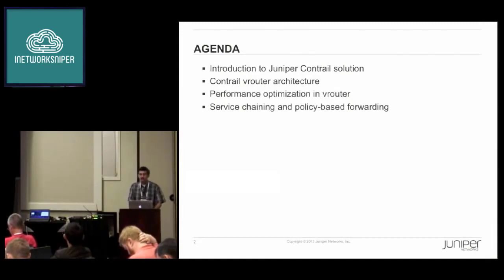I will be talking about the Juniper Contrail solution, and then I'll go into details of the Contrail vRouter, which is one of the components of the solution, and then talk about what changes we made to optimize performance in the Contrail solution. And finally, I'll talk about service chaining and policy-based forwarding, which are features of the solution.